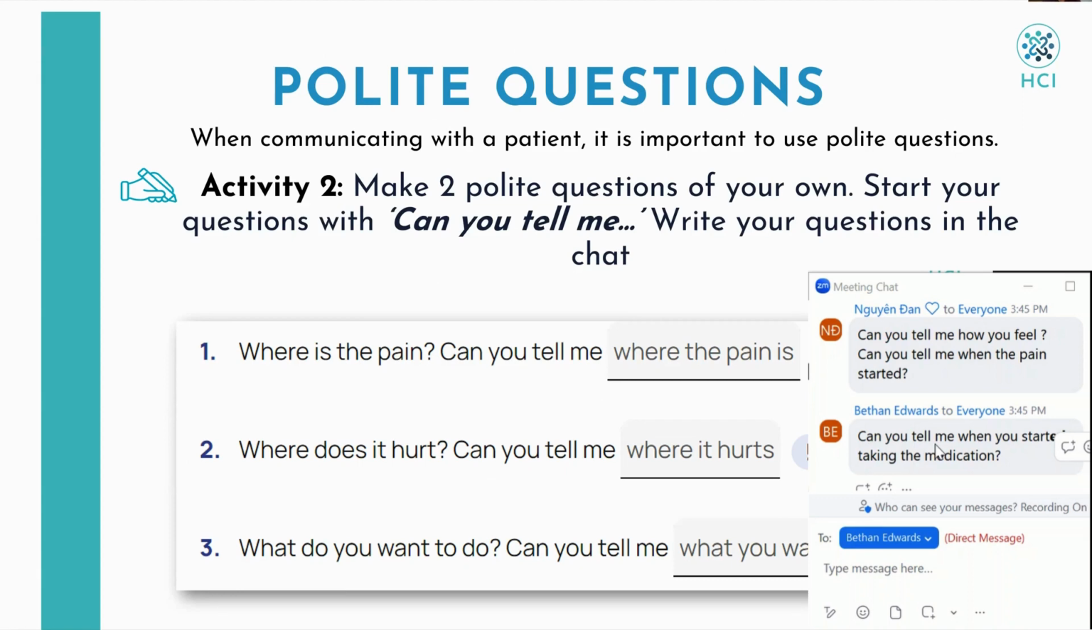So we've got some great questions. Can you tell me how you feel? Can you tell me when your pain gets worse? Can you tell me what you ate this morning? Can you tell me which medicine you have taken? Fantastic. Really good examples, everyone. Well done. Just remember those past verbs if you're asking a question about the past. All right. So we've looked at indirect questions. Now we're going to look at a way to organize your questions in a patient interview.